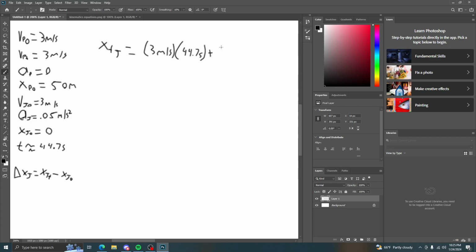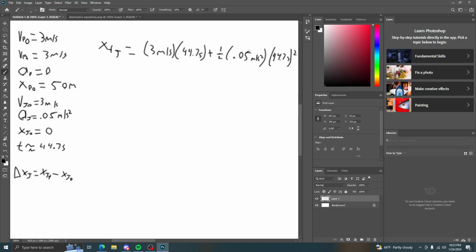Then plus 1/2 times a, which is 0.05 meters per second squared, times t squared, so 44.7 seconds squared. And now we just plug it into a calculator. There is multiplying, but we don't do that. The calculator does that.